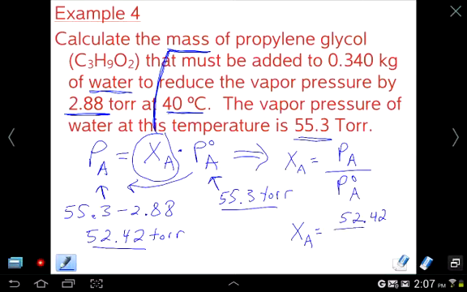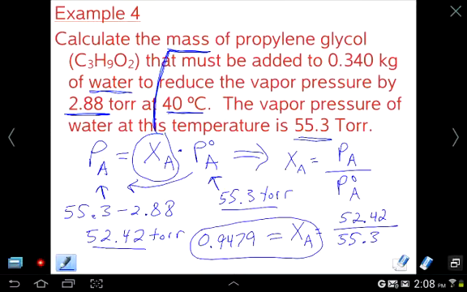So mole fraction will equal 52.42 over 55.3. And in this case, if you do that calculation, we should get, let's go for 4 sig figs, how about 0.9479? And essentially this is our mole fraction. So we've only come halfway to the end. This is going to be a problem that's a little extensive. And so on the next page we'll continue on.